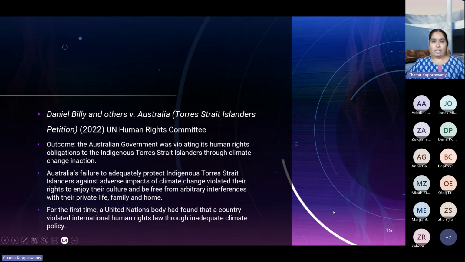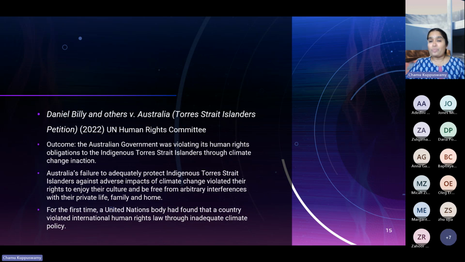So this is what's popularly known as the Torres Strait Islanders case, which was decided in 2022 by the UN Human Rights Committee. This is Daniel Billy and Australia. The outcome in this case and the causes of action is explained pretty clearly when you look at the outcome. The Australian government was violating the human rights obligations of the indigenous Torres Strait Islanders through climate inaction. So this was an omission by the Australian government.